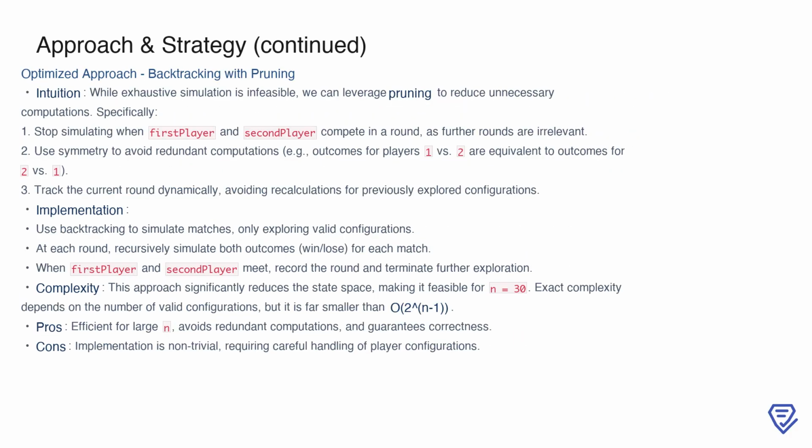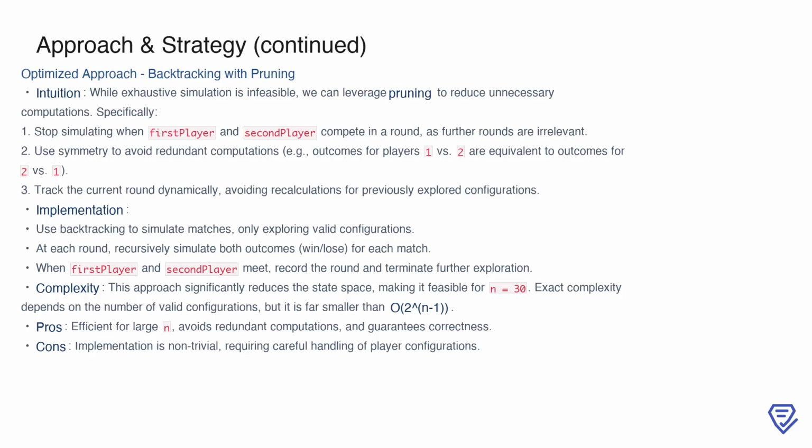To address the inefficiencies of brute force, we can consider an optimized approach using backtracking with pruning. This method is designed to reduce unnecessary computations by leveraging several key insights. First, once first player and second player meet in a round, further simulation is unnecessary, so we can stop and record the result. Second, symmetry in the tournament allows us to skip redundant configurations.